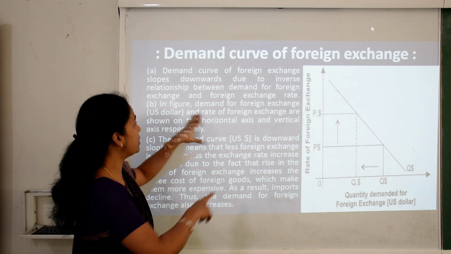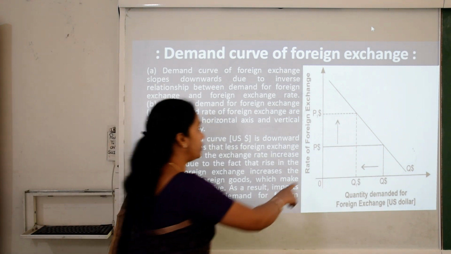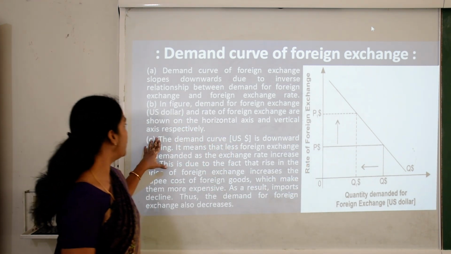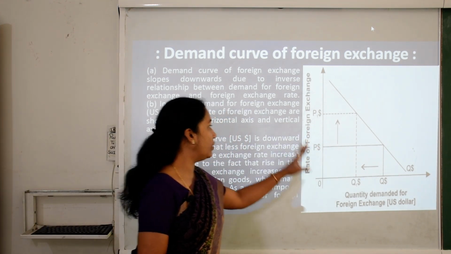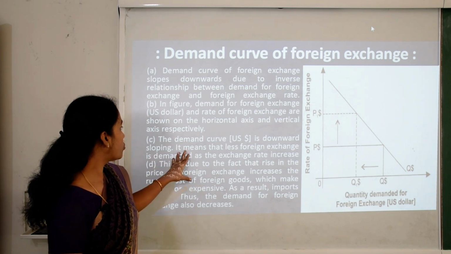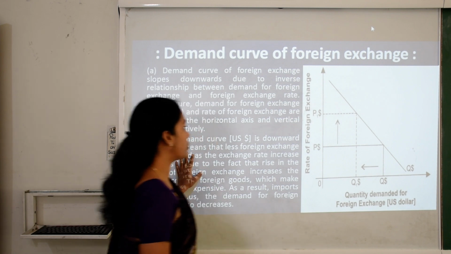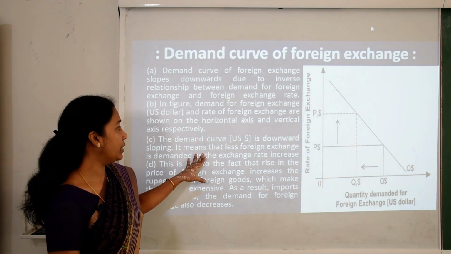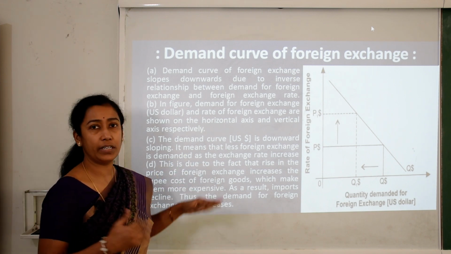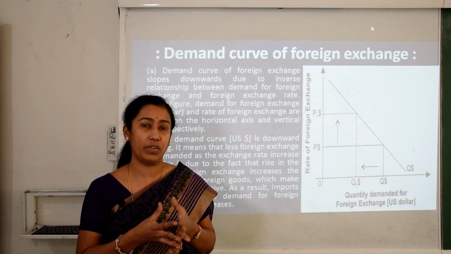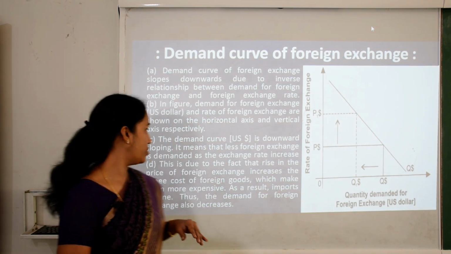In this figure, we can see demand for foreign exchange and rate of foreign exchange are shown on the horizontal axis and vertical axis respectively. So the demand curve of the US dollar is downward sloping. It means that less foreign exchange is demanded as the exchange rate increases. That means between two nations, when the foreign exchange rate increases, there will be less demand for foreign exchange.